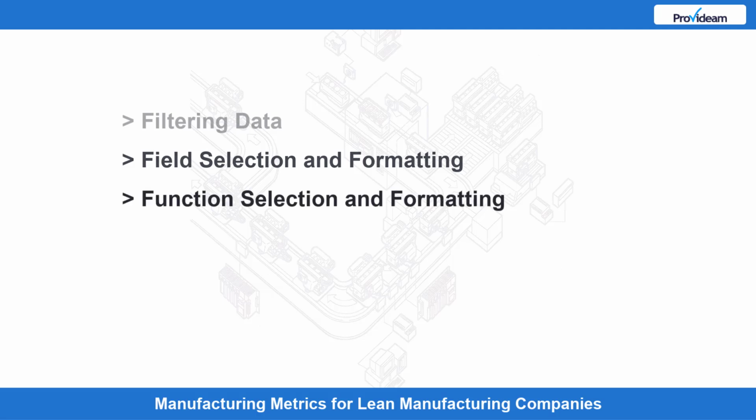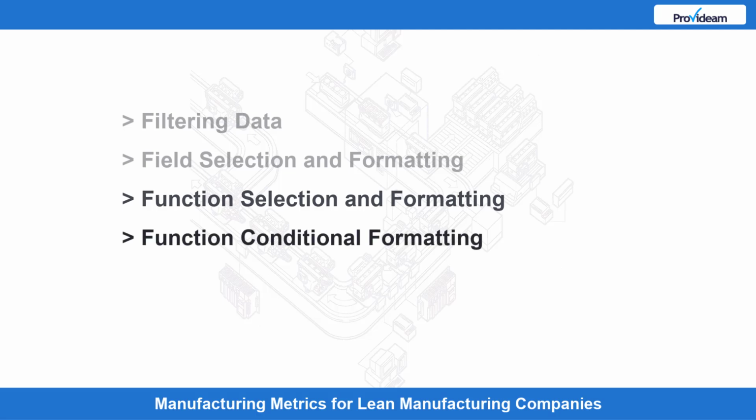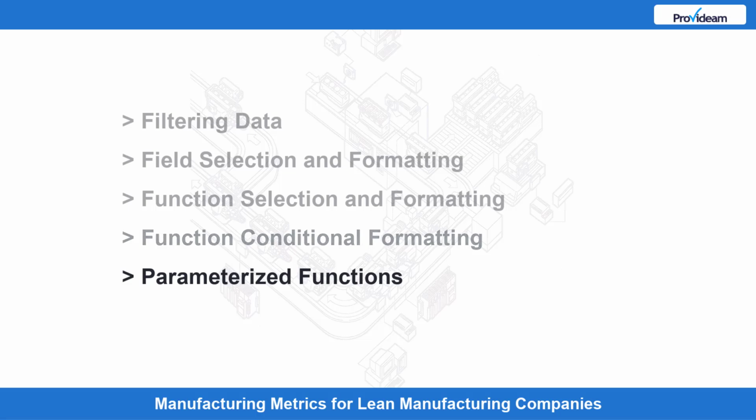3. Function selection and formatting. How do we apply a custom format to functions? 4. Function conditional formatting. How can we apply conditional formats to functions? 5. Parameterized functions. How can we show the time associated with specific losses? Or how do we show a sum of selected count values? And finally, 6. Report charts. How do we display a chart, and which chart should we select? Okay, so let's get started.